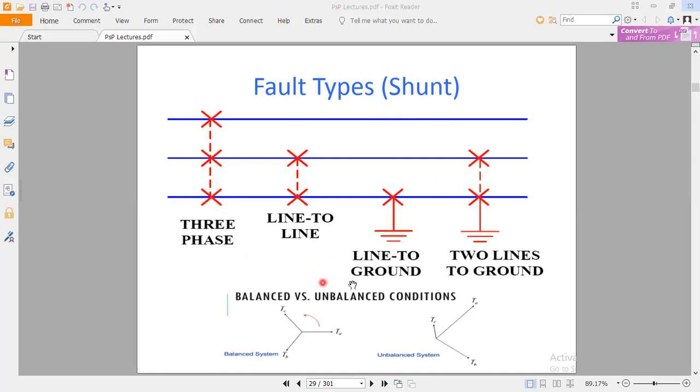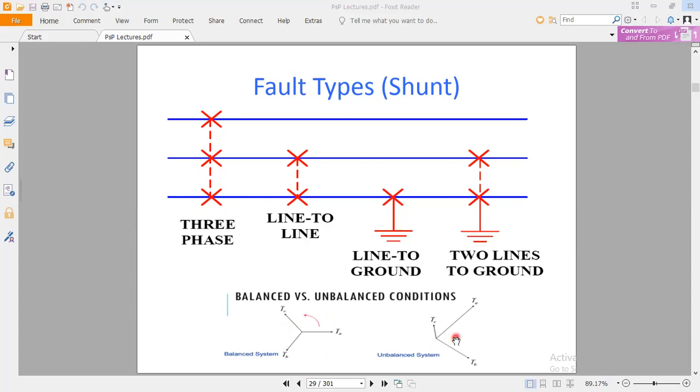Further, the balanced versus unbalanced condition. What are these? The balanced condition of the system is that phases A, B and C have a phase sequence, each symmetrical with the other, and the phase angle difference between the phases is 120 degrees apart. This is the nominal and normal operating condition, in which no fault is created and our system is running in nominal parameters without fault conditions.